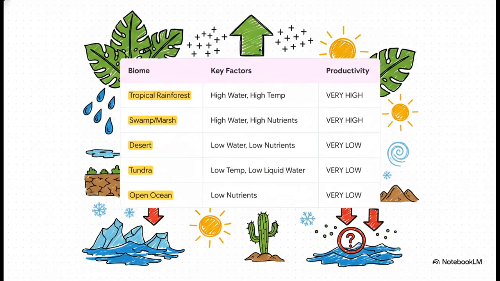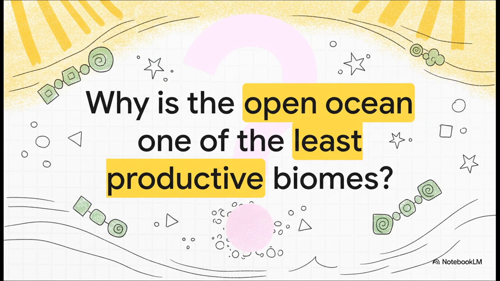And this leaves us with this really interesting puzzle. I mean, the open ocean covers over 70% of our planet. It gets tons of sunlight, and obviously it's got plenty of water. So why is it basically a biological desert? Well, it all comes back to that third ingredient, nutrients. Once you get far away from land, there just isn't enough raw material for all the tiny phytoplankton to use. It's a pretty powerful reminder that just being huge isn't everything.